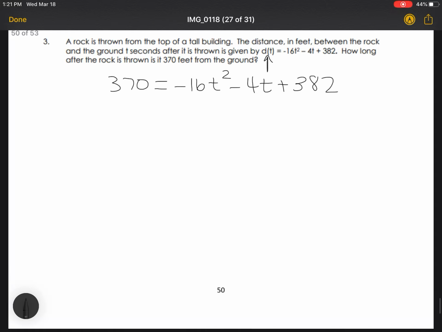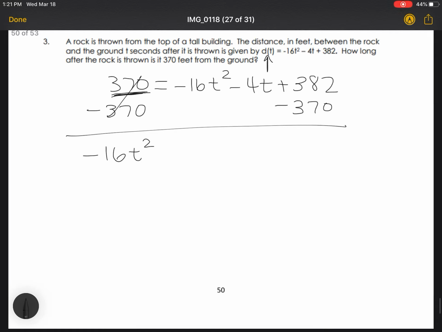Now, the easiest way to answer this question is to get this into standard quadratic form and then use one of the ways we've learned to solve a quadratic to find the solutions. Remember, we want one side of this to be 0. We want this left side to say 0. So I'm going to subtract 370 over, and I can subtract that right from the 382. 382 minus 370 gives us positive 12.